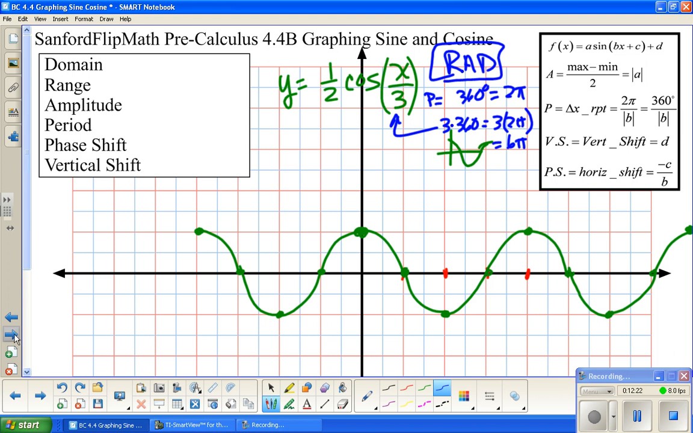Now, if this is going too fast, you are in charge of the pause button. You are in charge of the rewind button. So do what you need to do so you get what I'm saying. I just can't make 50-minute videos.